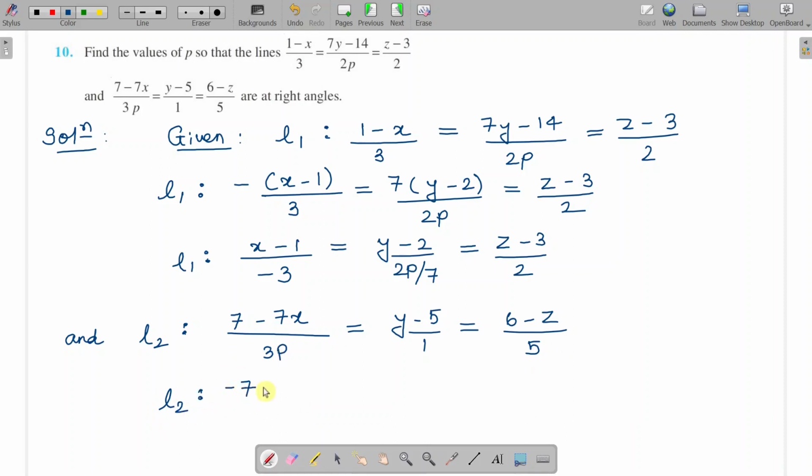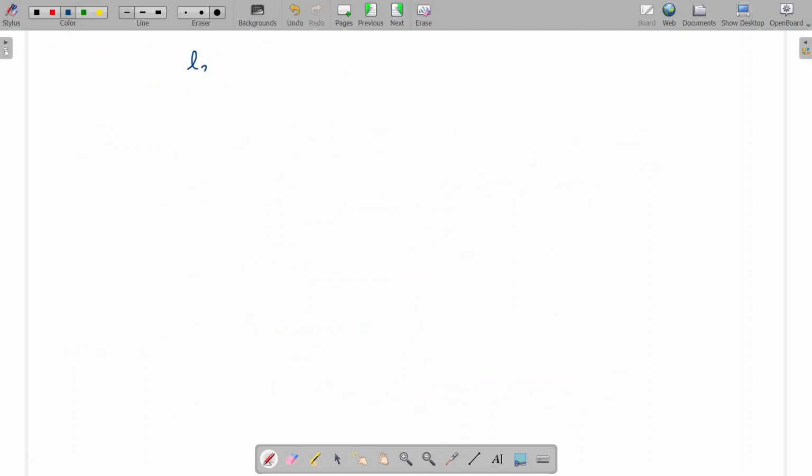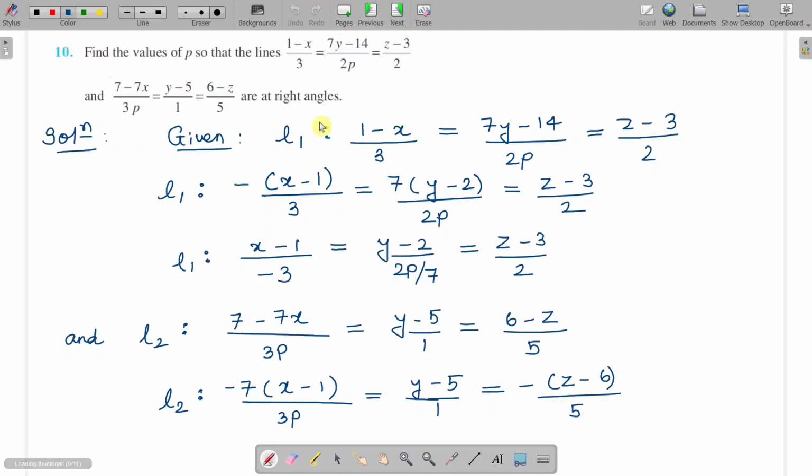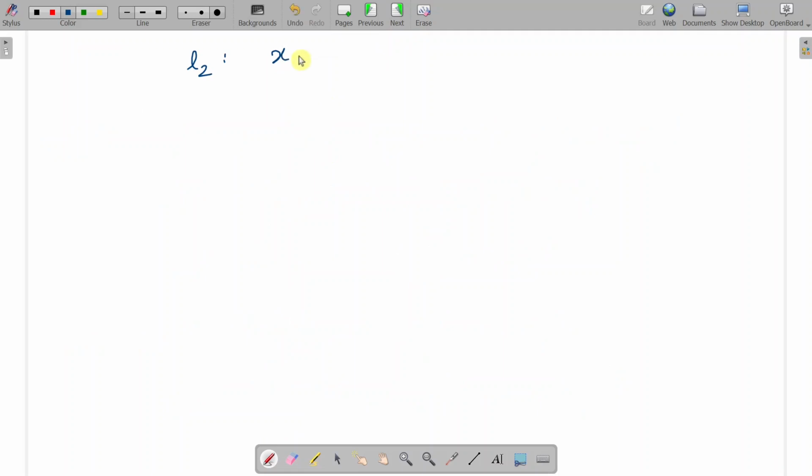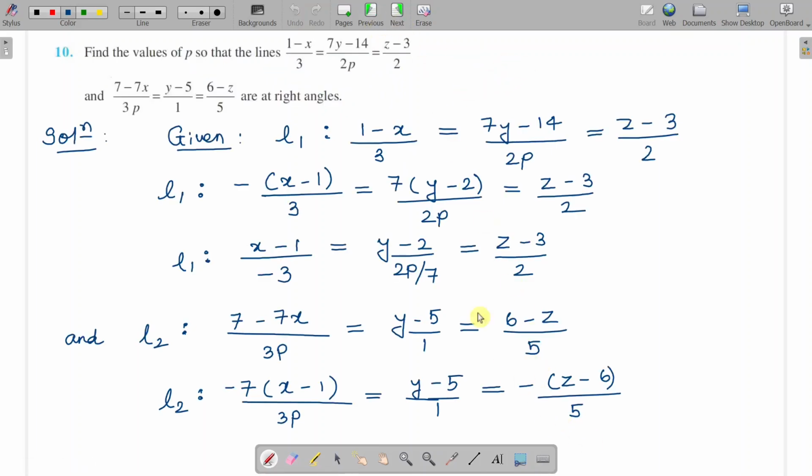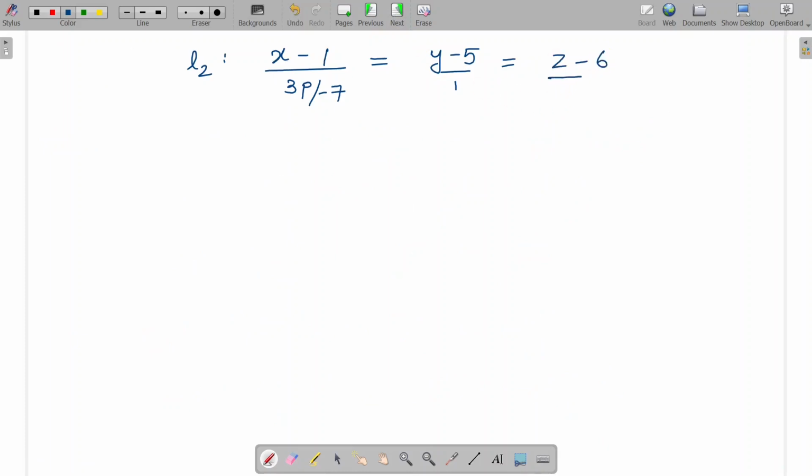So minus 7 we can take out here, so we will get (x minus 1) divided by 3p equal to, this will remain as it is, (y minus 5) divided by 1 equal to, now from here we can take the minus sign out, so minus (z minus 6) divided by 5, right? Let us look at what we get L2 as. Now L2, so minus 7 we can take in the denominator, so we will get (x minus 1) divided by 3p by minus 7 equal to this will be as it is (y minus 5) divided by 1 equal to this minus 5, we can take it in the denominator, so (z minus 6) divided by minus 5.